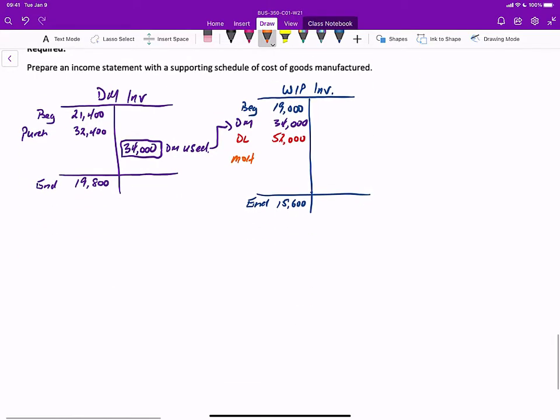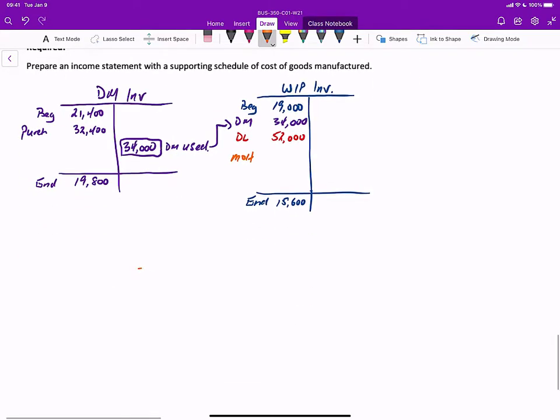And I'm also going to set up a T account just down here for manufacturing overhead. Now, this is not an inventory account. This is called a control account. That's basically a temporary account that we use to track all of the actual costs that come in on the left side. So we could say the left side are actual costs. And then on the right side are the allocated overhead costs that go to work in process.